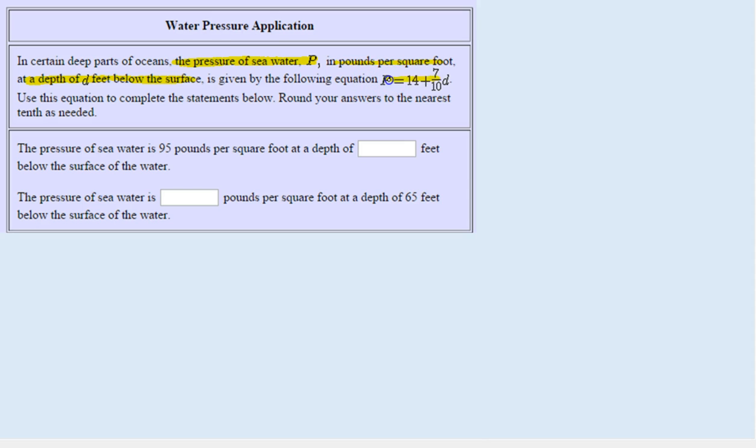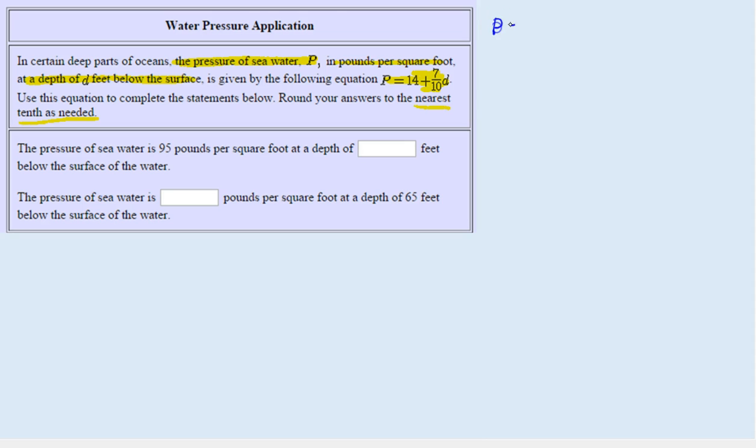P equals 14 plus 7/10 d. Use this equation to complete the statements below. Round your answers to the nearest tenth as needed. So let's write down our formula and what the letters represent.